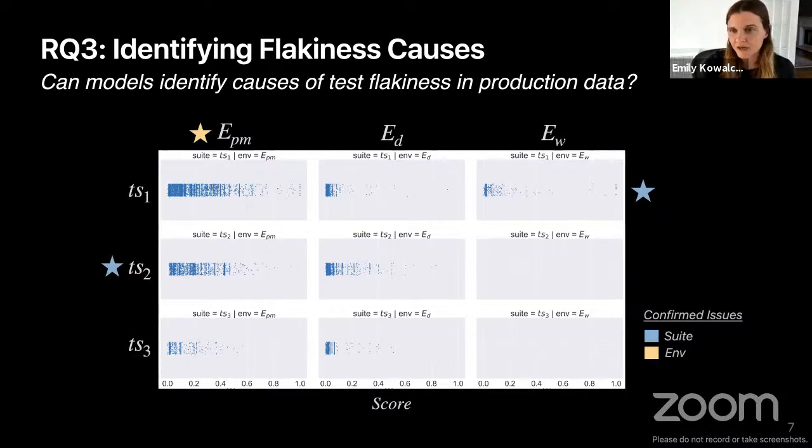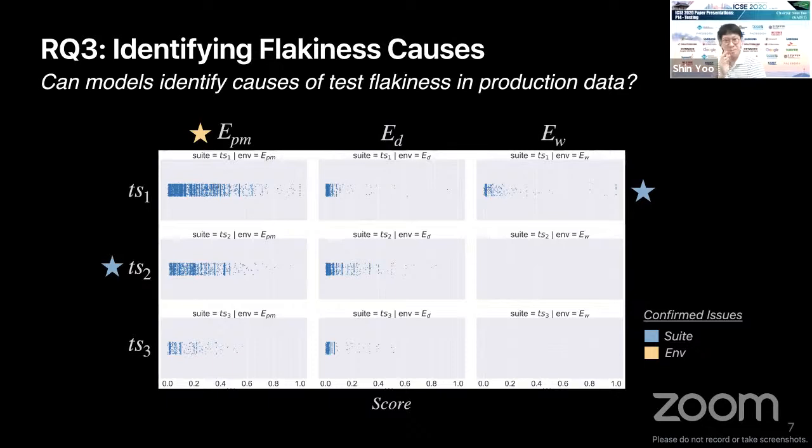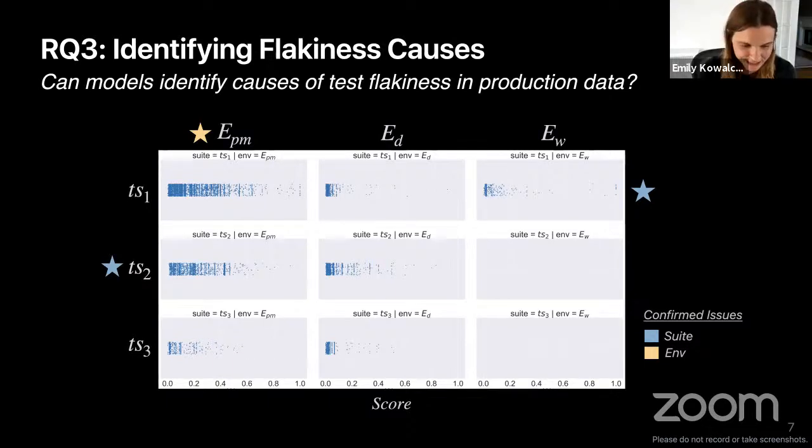That's been confirmed. And then the second one over here was a more suite-specific issue. We can see there's flakiness on this EW and TS1. This was actually unexpected because we shouldn't have enough runs to observe flakiness on this environment. So it suggested something was up. Developers confirmed there was a bug here in the test infrastructure, which has been fixed. And we're now down to about less than 1% observable flakiness on this environment.